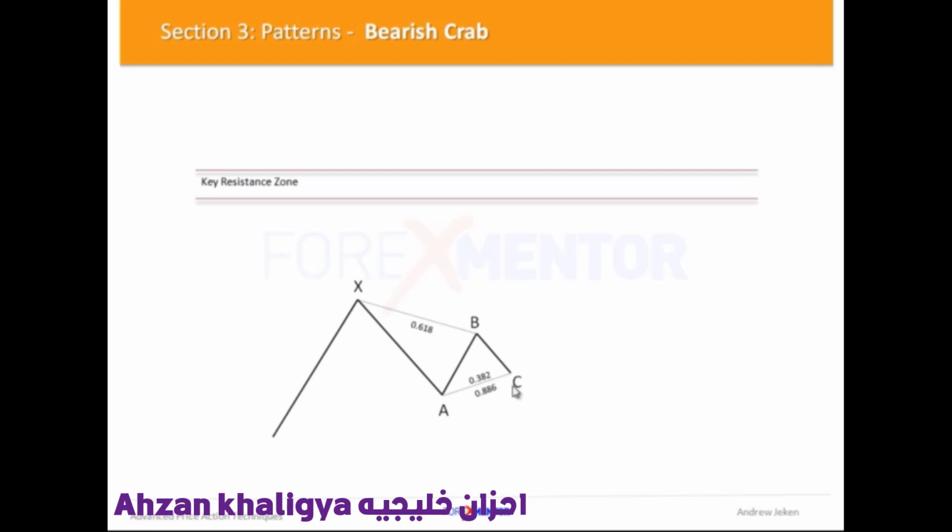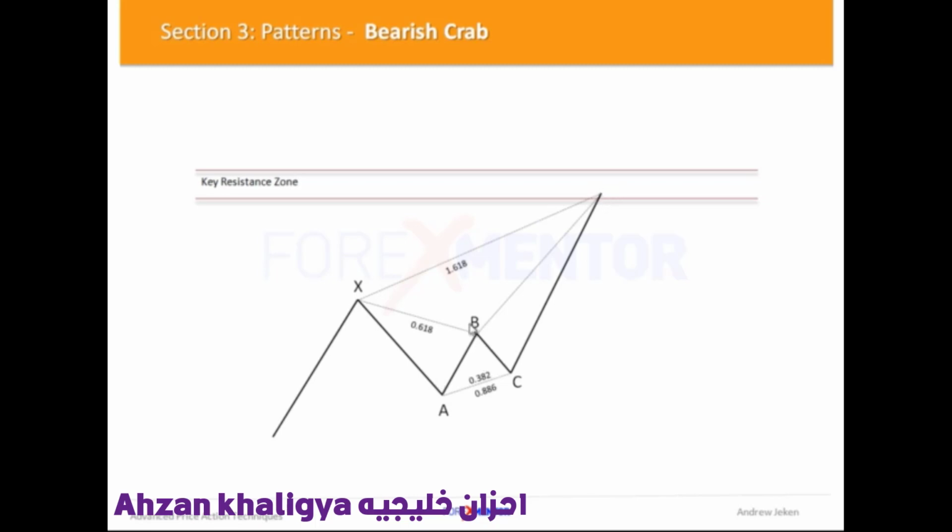What we're looking for now is a drive higher into our key resistance zone. So there's the drive higher, and we're identifying this level up here before price actually gets there. You can see we have our extensions or projections. The XA projection or extension is a 1.618. That's the key level that we're looking to trade from.